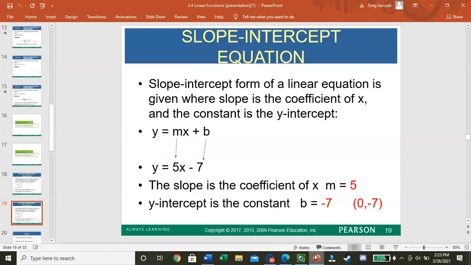The y-intercept is the constant, or the number that doesn't change, right? There's no x with a constant. It's just a number. So the y-intercept is a constant. In this case, you take the sign and the number, so it's -7. So the y-intercept as an ordered pair, as a coordinate point, is (0, -7). Okay? Questions with that?